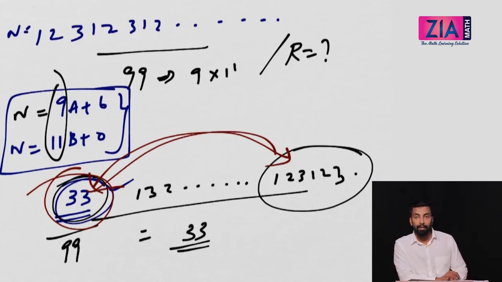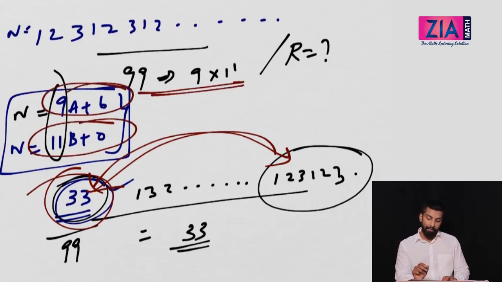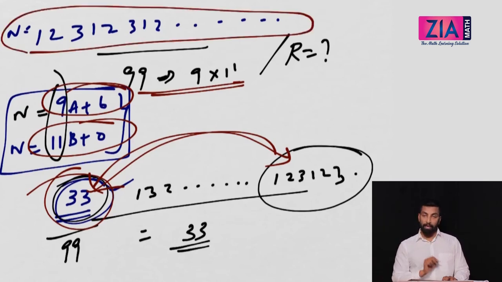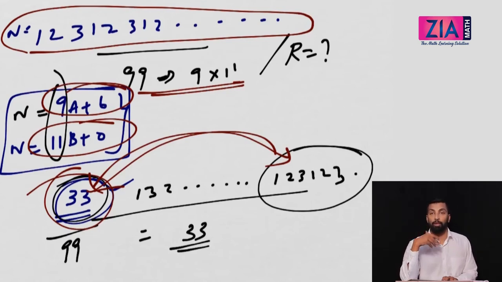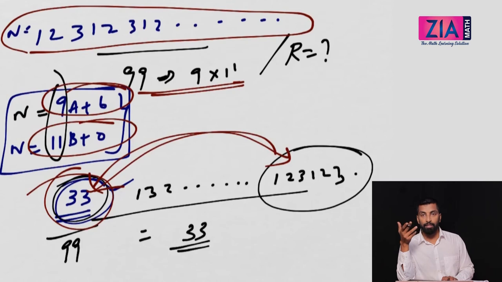Now how are you getting 33? You are factorizing and writing it as 9a plus 6 and 11b plus 0. And you see the number which satisfies both the conditions. Why? Because n satisfies both the conditions. So you need to find the smaller number which satisfies both conditions. Then you get the answer. Perfect. I hope you understood, right?